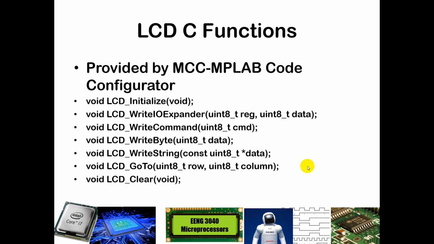We can write out an entire string, and that just goes through the write byte until we get to a 0, which means we have what's known as a null terminated string. And then we have goTo, which allows us to position the cursor on a particular row in a particular column. And then finally we have LCD clear, which allows us to simply clear out the entire display and put our cursor back in the home position, which is back at the top left.